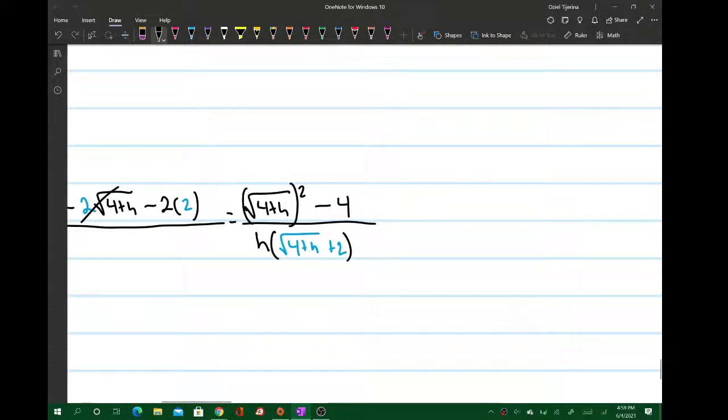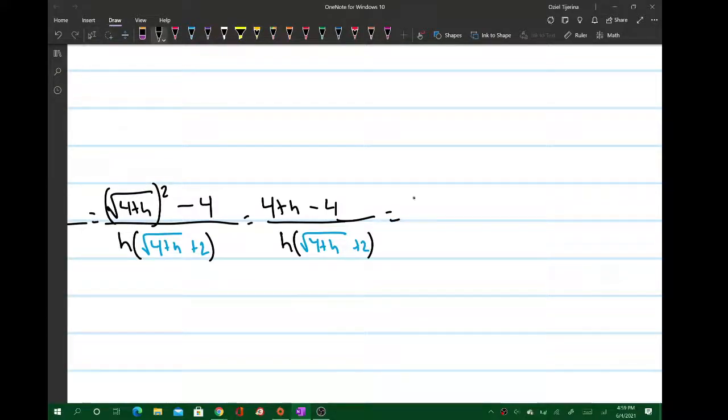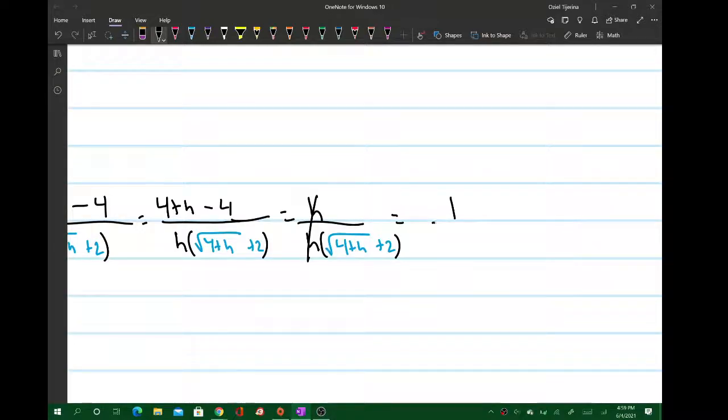And then you have 4 plus h, because the square root cancels out, minus 4 over h times the square root of 4 plus h plus 2. And then this is equal to h over h times the square root of 4 plus h plus 2. This cancels out, and you are left with 1 over the square root of 4 plus h plus 2.